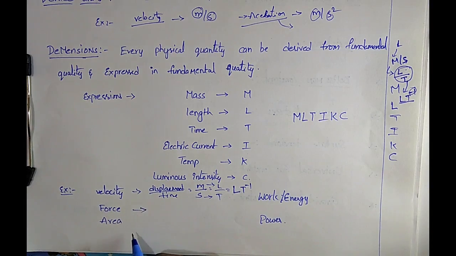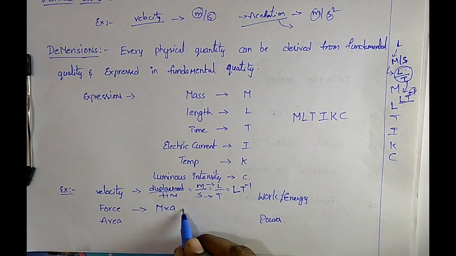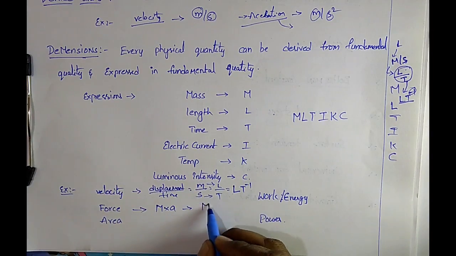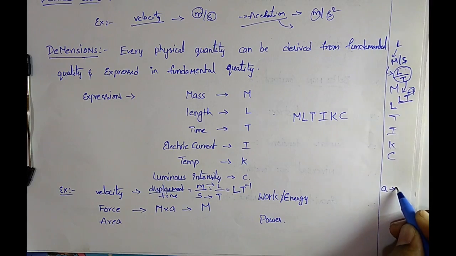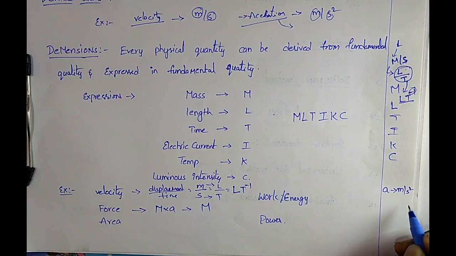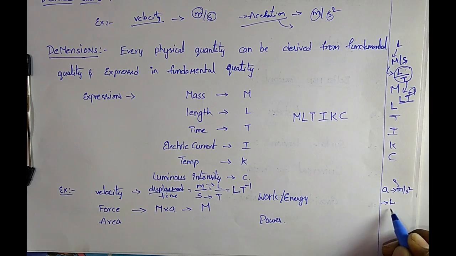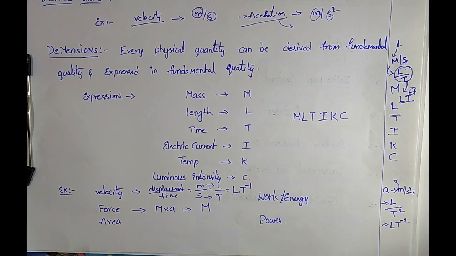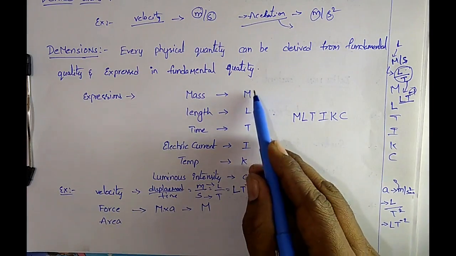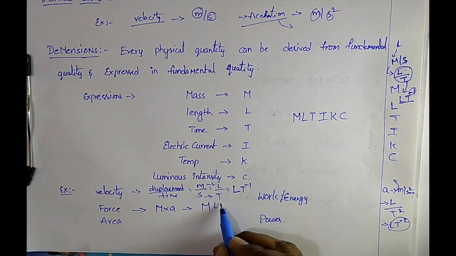In the case of force, we know that force equals M into A, mass into acceleration. Mass is the letter M. The units of acceleration are meter per second square. Meter is the length L and second square is T square, time square. So L per T square, or L T power minus 2. Mass is denoted by the capital letter M. For A, acceleration, it is L T power minus 2.